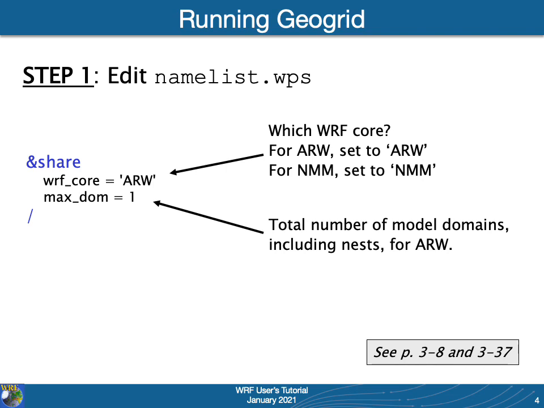So in the share namelist group, there are only two variables that you need to set before running the GeoGrid program. The first of these is wrf_core. This tells the GeoGrid program whether it's setting up an ARW model domain or an NMM model domain. The default is ARW, and this being an ARW tutorial, you generally don't need to change the value of wrf_core. The second variable is max_dom. This is the number of domains that the GeoGrid program is going to process. If we're setting up a single-domain simulation case, then the number of domains is 1, in which case we set max_dom to 1.